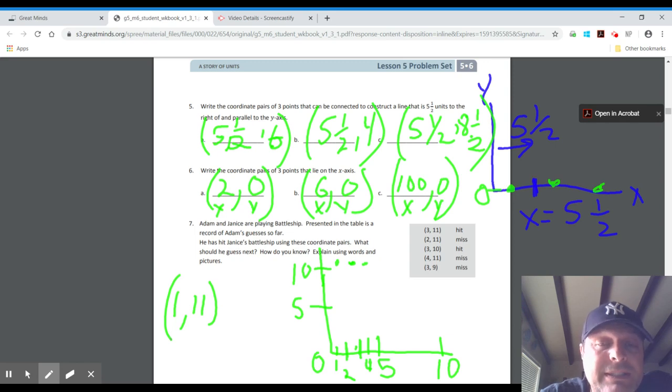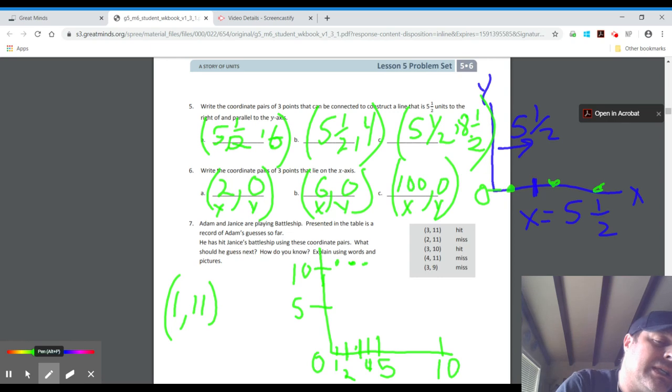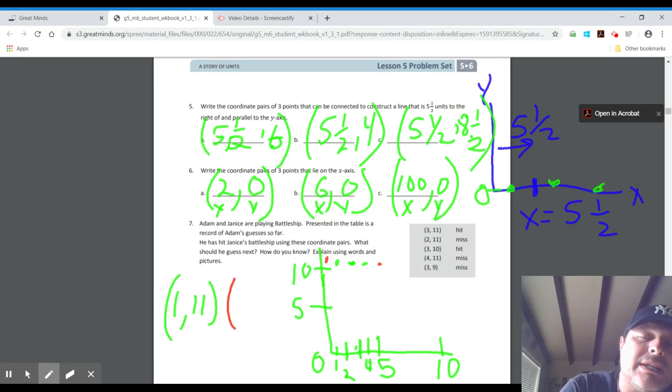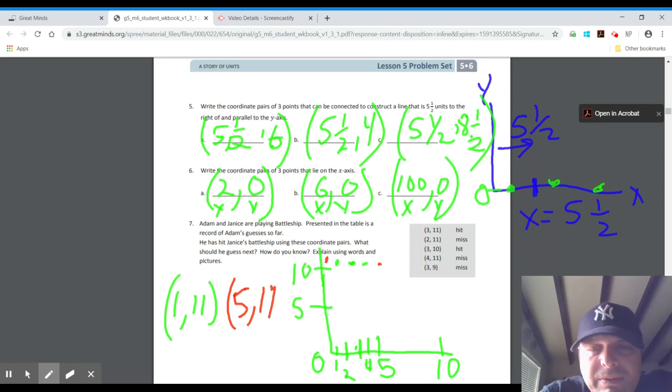Yes, you're right. That's exactly where you could go. You could go at 5. So it could be, and here's our 2 possible hits. I'm going to put them in red. So he could go right here or right here. And remember, a battleship only has 4 hits. So you got a 50-50 chance of getting the right one, right? So the second one could be 5, 11.